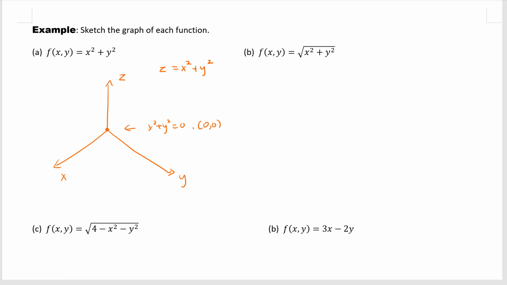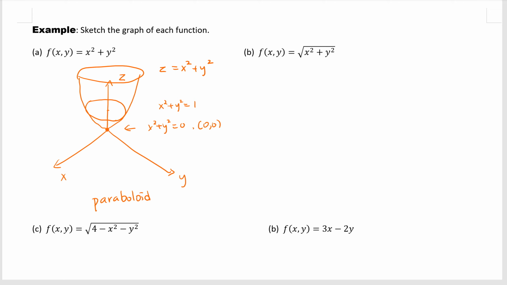And think about it, when z equals 1, x squared plus y squared equals 1. What do we get? We get a circle, right? So on the plane z equals 1, we get a circle with radius 1. And then when z equals 2, we also get a circle, but the radius is square root of 2. So that's why we will have a paraboloid. Can you imagine, everybody? Yes, so this is a paraboloid.